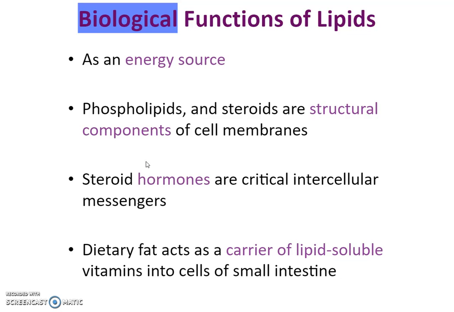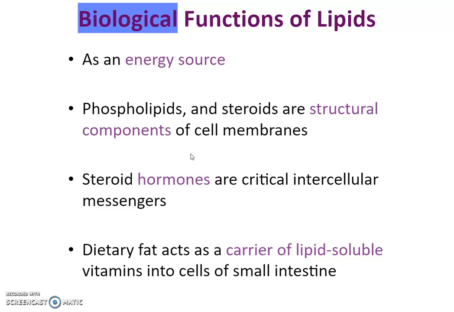Primarily, lipids are used as an energy source. When we think of lipids, we think of fats, so you get lots of energy from fat. Phospholipids are your structural components of your cell membrane. Remember, they have the polar head and the nonpolar tail. We also have steroids and cholesterols as structural components in our cell membranes.